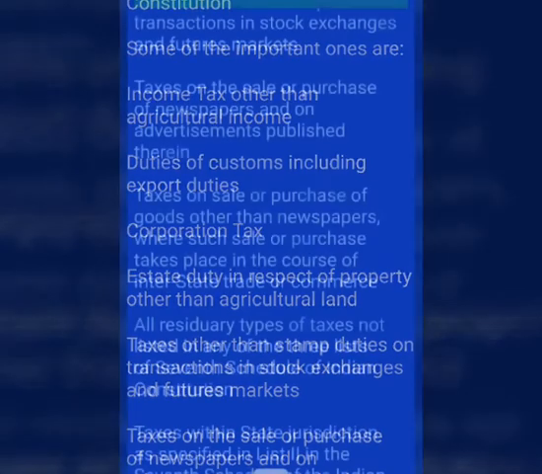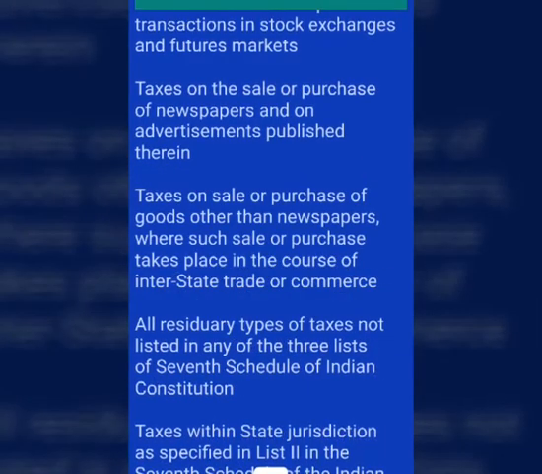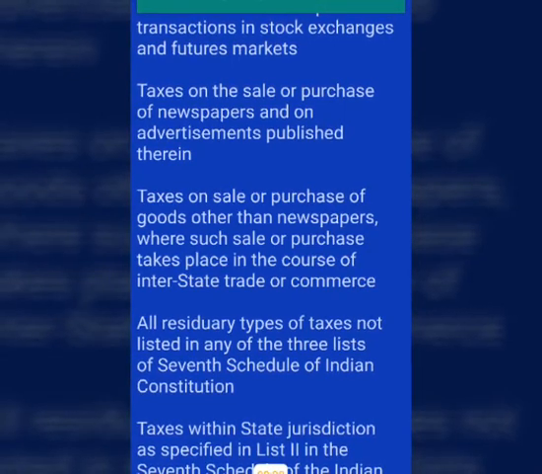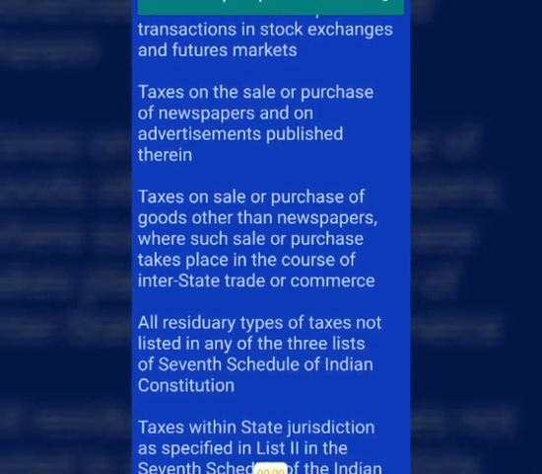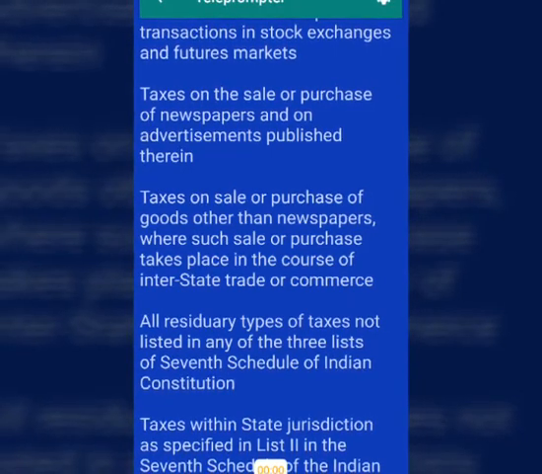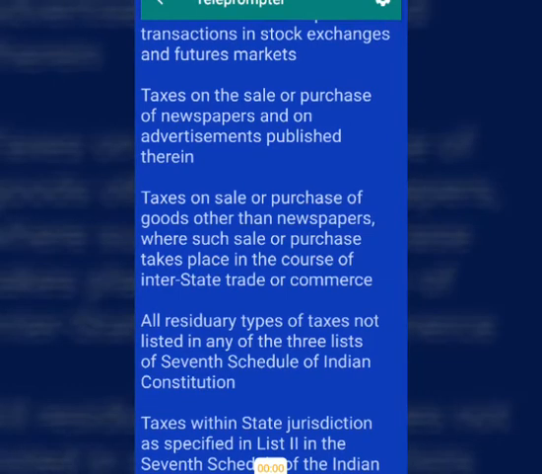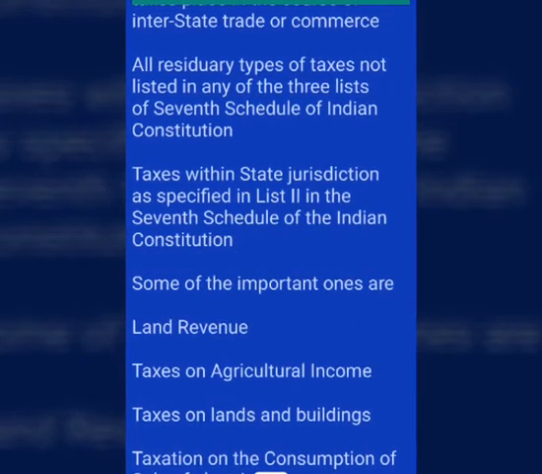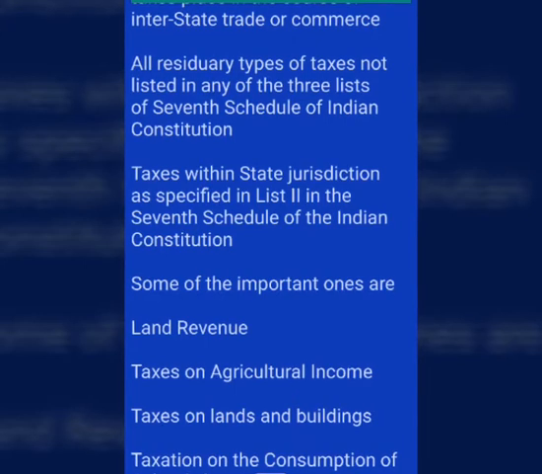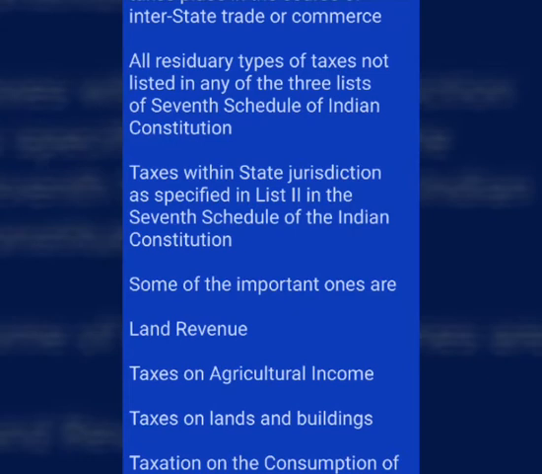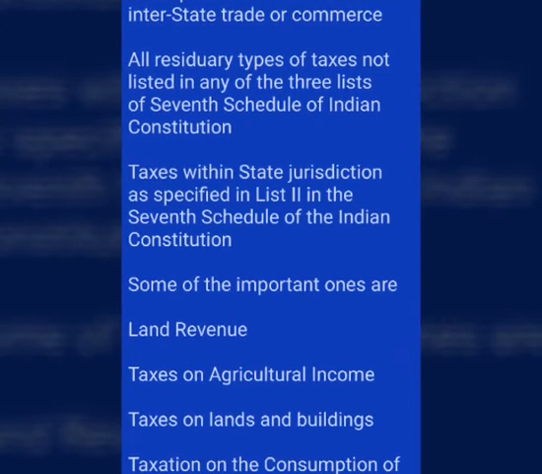Taxes within state jurisdiction as specified in List 2 in the 7th Schedule of the Indian Constitution. Some of the important ones are land revenue, taxes on agricultural income, taxes on lands and buildings, taxation on the consumption of sale of electricity, tolls, taxes on luxuries, including taxes on entertainments, amusements, betting and gambling, stamp duty, taxes on vehicles suitable for use on roads, taxes levied by local governments.